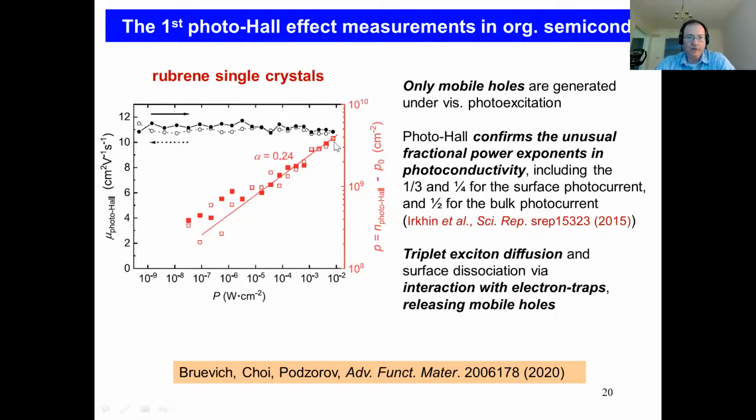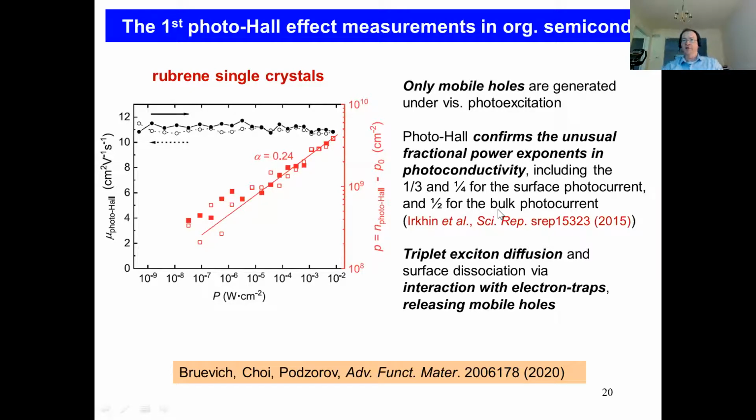Also, we directly measured from these photo-Hall measurements the photogenerated carrier density. This is the way it depends on the incident light intensity. You can see a power law dependence with a fractional power close to 1/4. Sometimes in some samples, of a little bit lower quality, we see 1/3. In high quality samples we always see 1/4 power dependence.